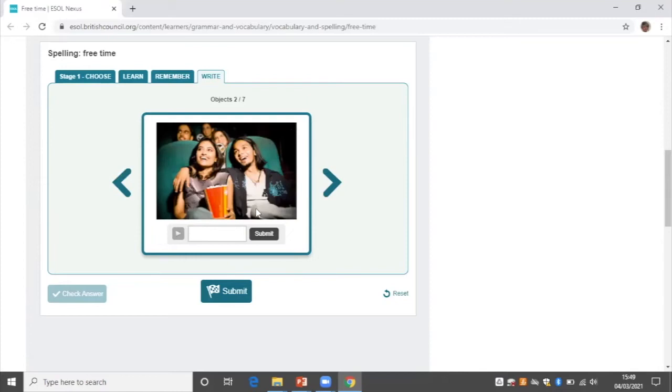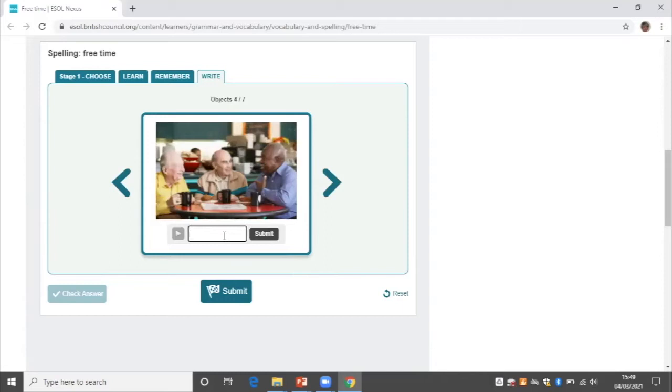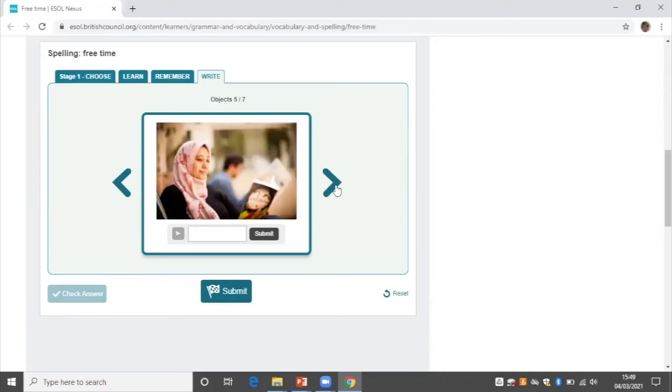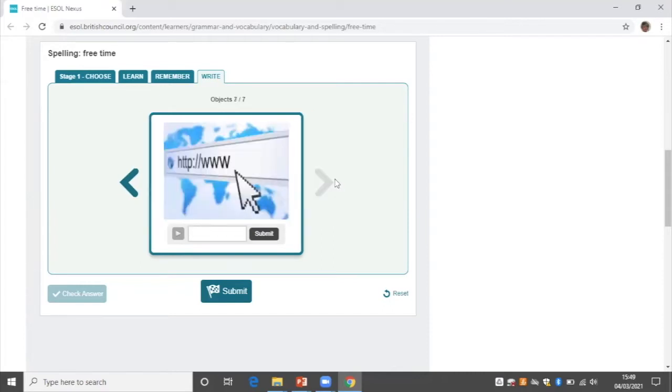Can you remember the hobby that matches this image? Shopping. Can we remember this next hobby? See if you can write it down at home before I type it in. Cinema. Have a go at this one. Okay, the next one. Last but not least, what we're all doing now.